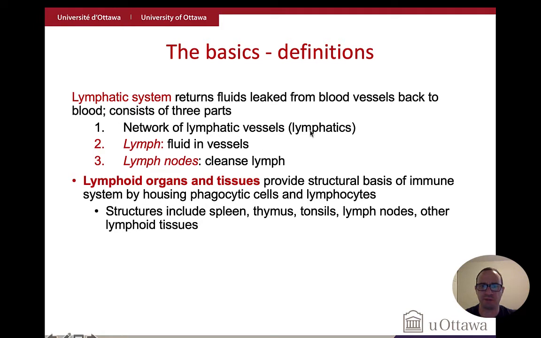And so as we go through this lecture, we're going to talk about all these different structures very briefly, just a short introduction in each case. So spleen, thymus, tonsils, lymph nodes, and there's also a variety of other lymphoid tissues as well.